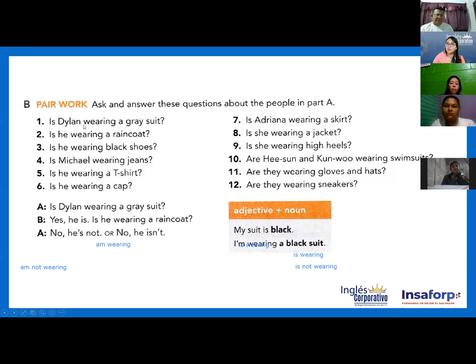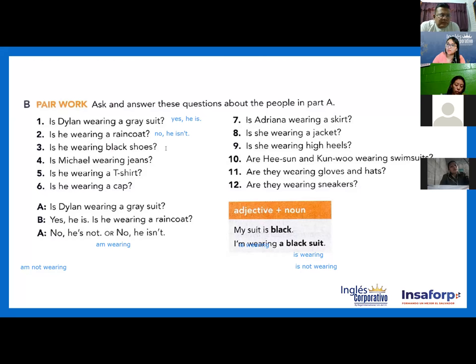Okay, let's see. In the first one, is Dylan wearing a gray suit? ¿Cómo podemos responder? Digamos que sí. Let's say. ¿Cómo nos quedaría la respuesta? Is Dylan wearing a gray suit? Yes, he is, right? Muy bien. What about, is he wearing a raincoat? Digamos que él no está usando. No, he isn't, right?